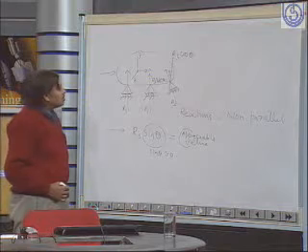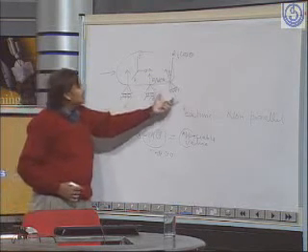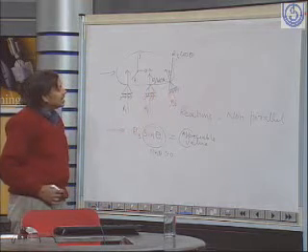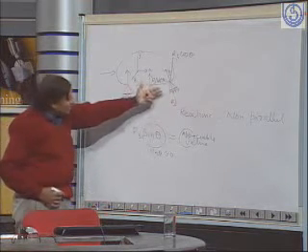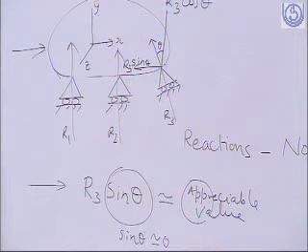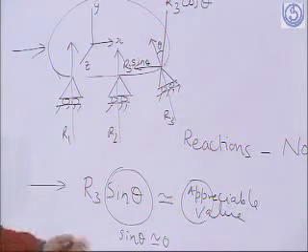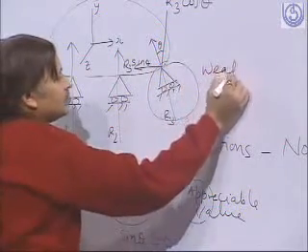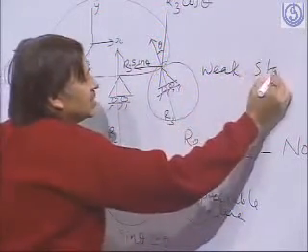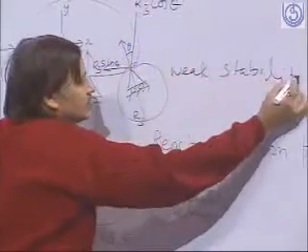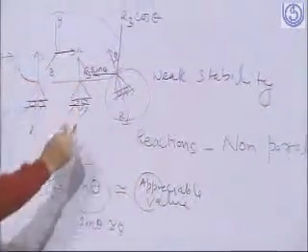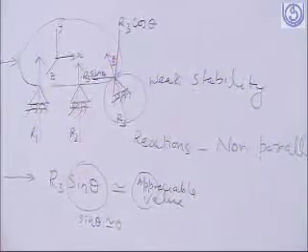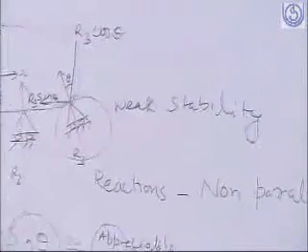So it means that the support R3 should be able to take infinitesimally large force, which is not possible generally. So this will be a weak structure. This will be a weak stability, because it can resist in the horizontal direction very small amount of force. So this is called weak stability.